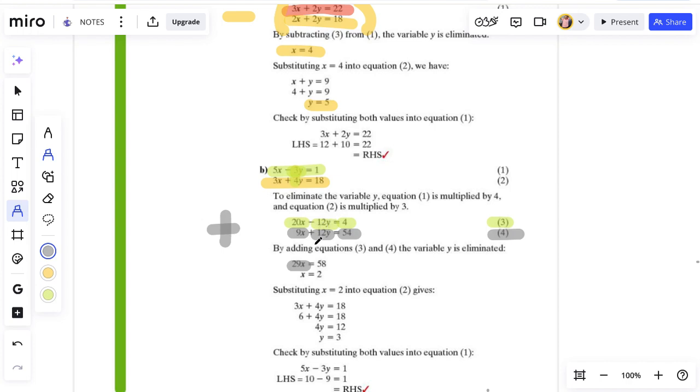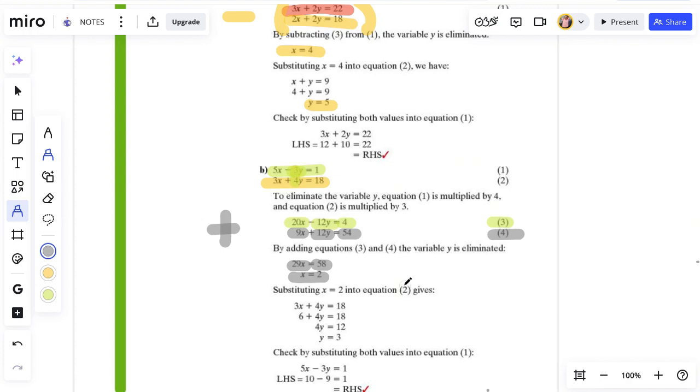Now, why are we adding? So that we can eliminate the whole of this y. Minus 12y plus 12y is 0. So this one will be eliminated. Then 4 plus 54, you get 58. So 29x equals 58. Now to find x, you divide both sides by 29. If I divide 58 by 29, I get 2. So my answer is equal to 2 for x.